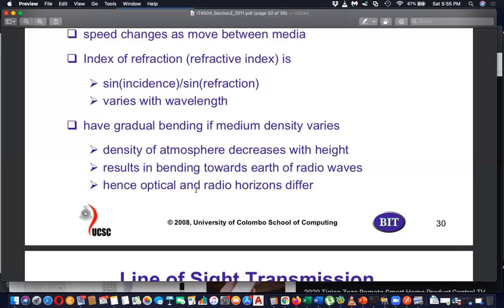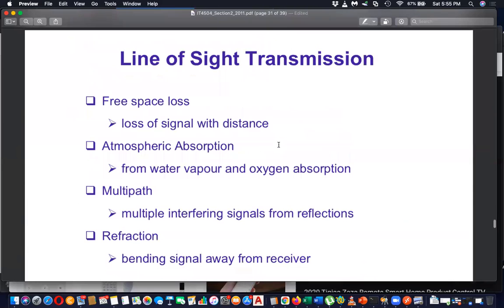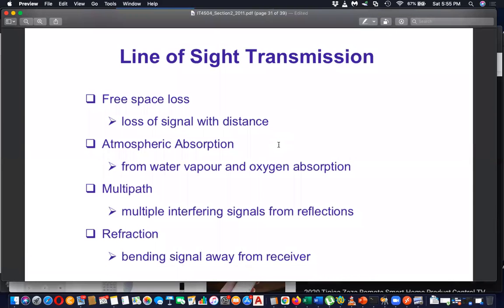Okay, these are some properties, and I'll discuss about this refraction and incidence equation later, right? So please remind me the next day when I have to discuss this with some mathematics. Right. Then line of sight transmission.